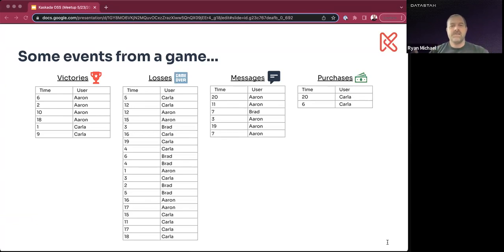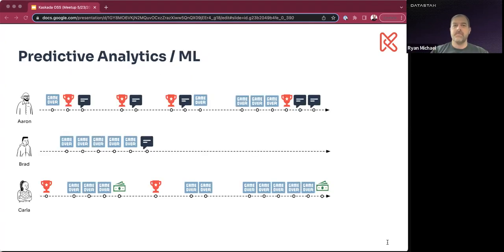What Cascada does is it takes a different approach to how we think about this data. Let's see what happens if we lay this out in a different way. Let's lay them out by time and by user. We've taken this exact same information and just slightly changed how it's being visualized. Now we can start to see the stories of these users. We can start to understand their motivations. So Aaron up here, we can see that every time he wins, he posts. So he's probably bragging about how great he's playing this game.